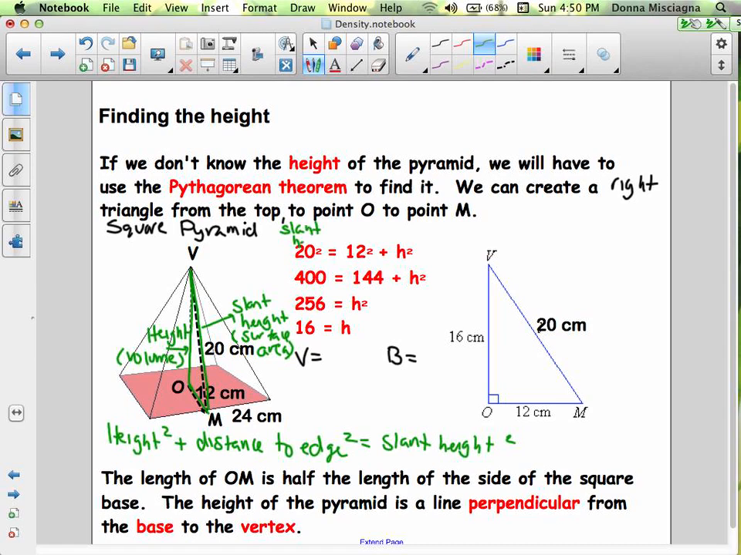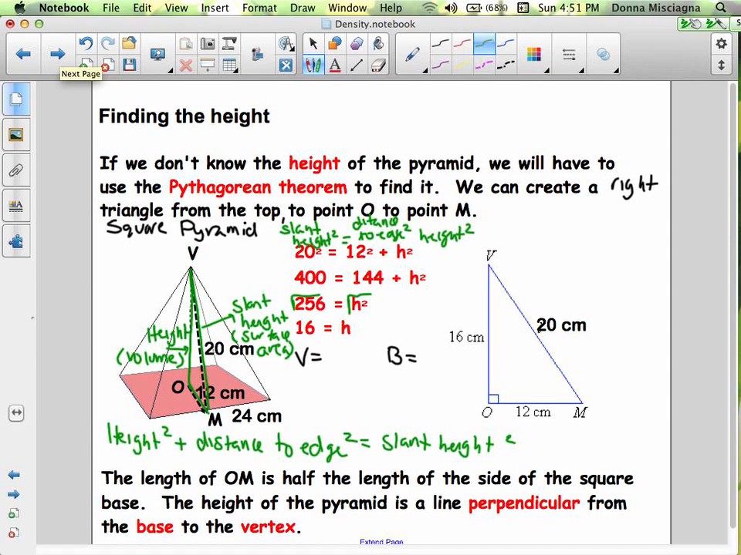slant height squared and setting that equal to the distance to edge squared plus the height squared. So that's 20 squared equals 12 squared plus h squared. 20 squared is 400. 12 squared is 144. And if we subtract 144 from both sides, we get 256. And then take just the positive square root because this is a measurement. So the height of the pyramid is 16.